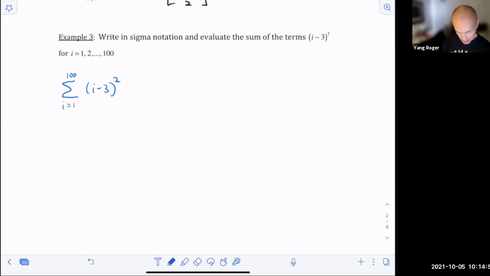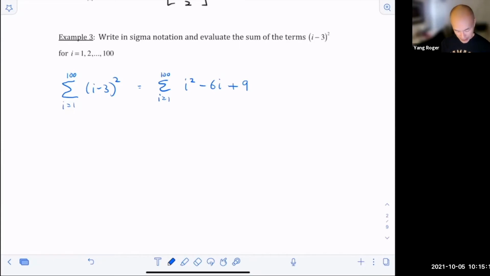So this is going to be the sum as i goes from 1 to 100, it's going to be i squared minus 6i plus 9. That makes sense for everybody?